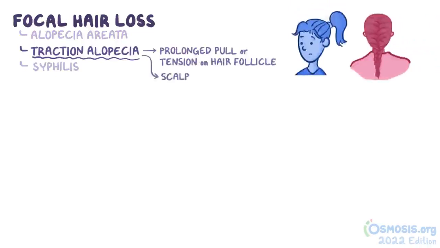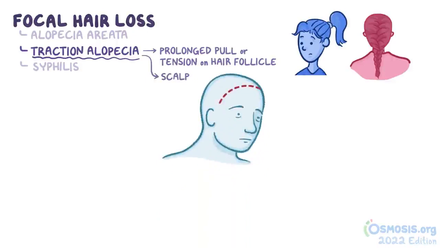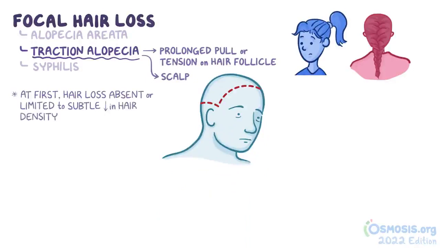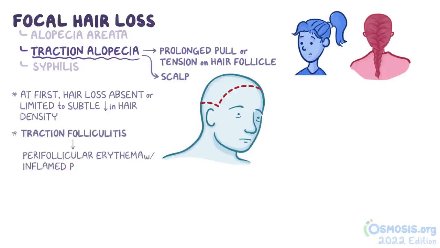That's why the scalp is the most common site of traction alopecia, especially the frontal hairline and the temporal scalp above the ears. At first, hair loss may be absent or limited to a subtle decrease in hair density, as well as traction folliculitis, which can manifest as perifollicular erythema with inflamed papules or pustules. Scalp scaling and pruritus can accompany traction folliculitis.